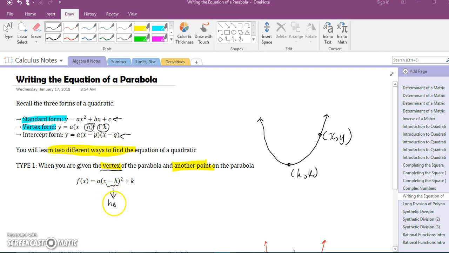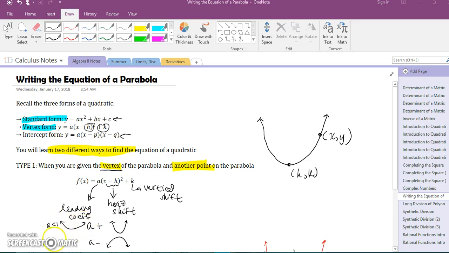Remember, x minus h is the horizontal shift. k is the vertical shift. And a is your leading coefficient. Remember that the leading coefficient tells us two pieces of information. If a ends up being positive, our parabola points up. If a ends up being negative, our parabola points down. And it also tells us narrow or wide. So if a is less than 1, we have a wide parabola. And if a is greater than 1, we have a narrow parabola, like that.